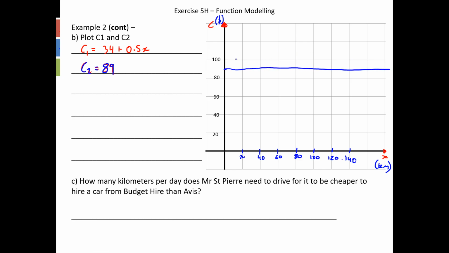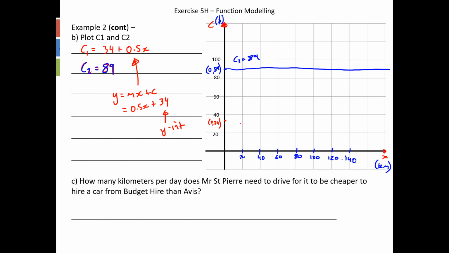That's better anyway. So this is C2 equals 89, and our intercept point is (0, 89). We always want to put that in. Let's do C1 again. We have a linear function y equals mx plus c, or in this case we have 0.5x plus 34. So our y-intercept is 34, so where's 30? 30's there, we'll say 34 there. So we've got (0, 34), okay.